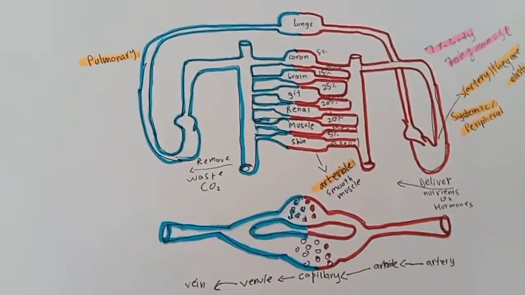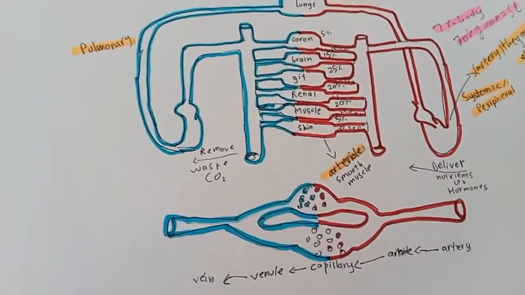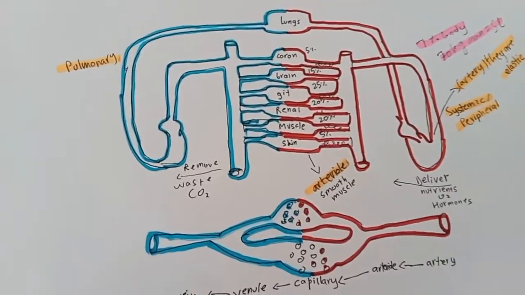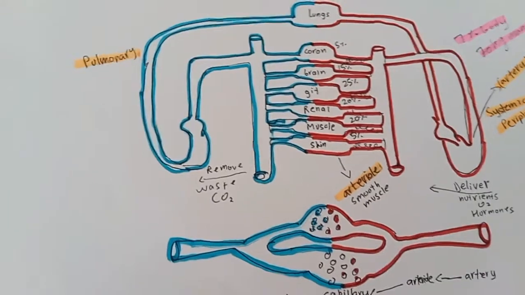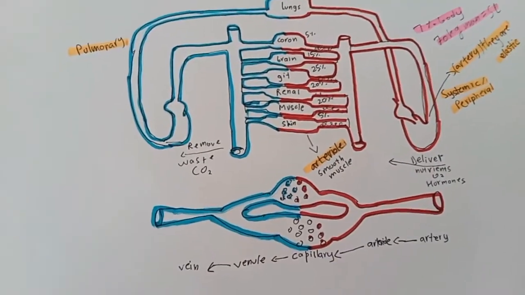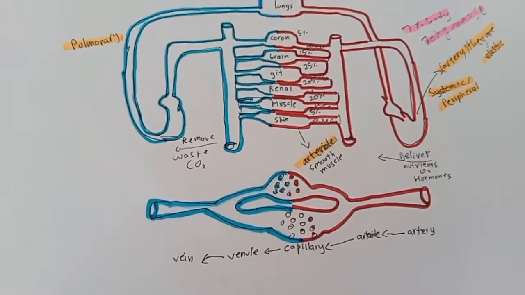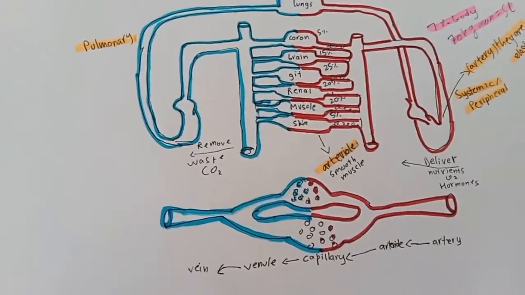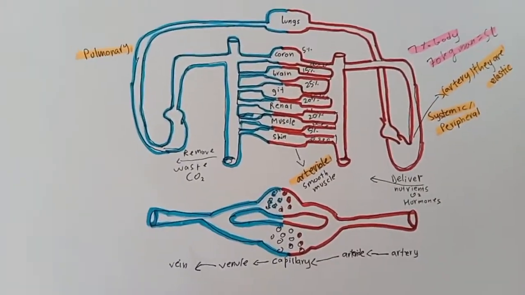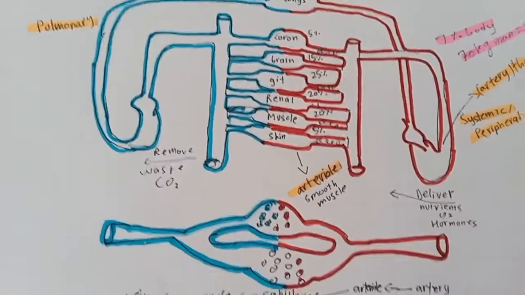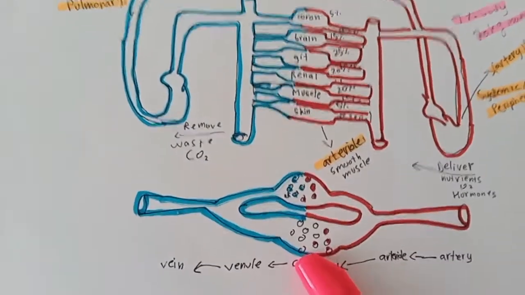Now, how exactly does that work? How does the smooth muscle know when to send more or less blood? The nervous system sends signals to the smooth muscle, and the signal then allows the smooth muscle to contract or expand to control the amount of blood that goes into each of the tissues. So we've discussed the arteries and the arterioles. Now we're going to discuss the capillaries.